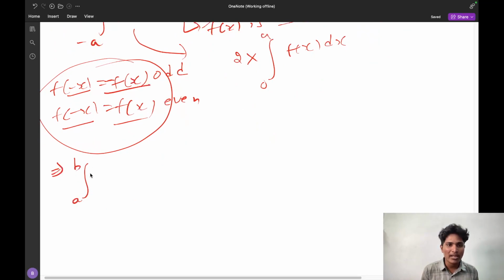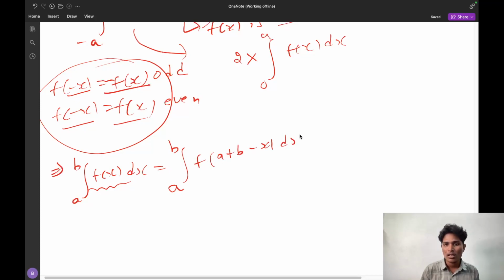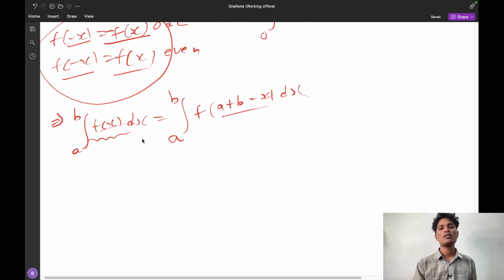the integral from a to b of f of x dx. Suppose this is a question. I can solve this problem in another way: the integral from a to b of f of a plus b minus x dx. I can use this one. Why? I will explain here.